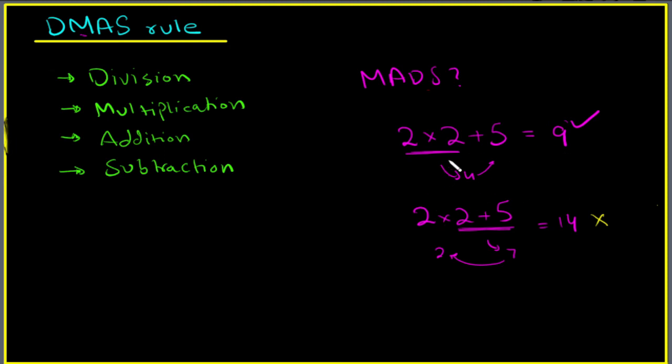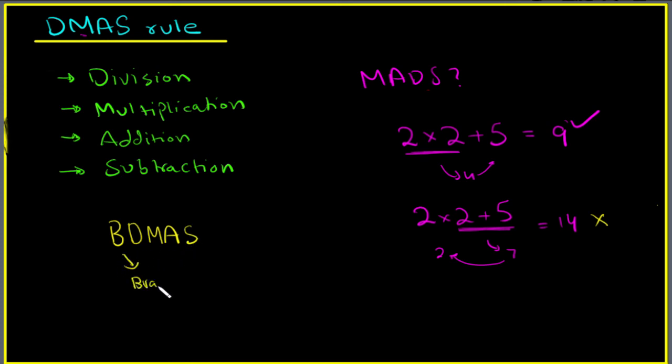So in order to avoid confusions like these, we have devised this DMAS rule, which helps us solve problems without confusion. It is also sometimes regarded as the BDMAS rule. So B stands for actually solving the bracket.